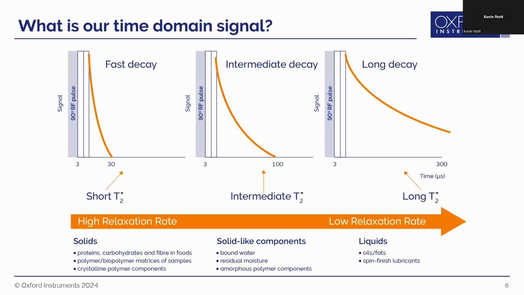So, as you well know, the simplest example of the time domain NMR signal is the free induction decay, which consists of a variety of components that can be distinguished by their phase or state. There are no oscillations due to chemical shift differences because these cannot be resolved. And the signal from the solid and crystalline polymer components decay fast. Signal from solid-like components such as amorphous polymer, bound, or residual moisture has similar but slower decay. And in comparison, oils and fats have a long decay.